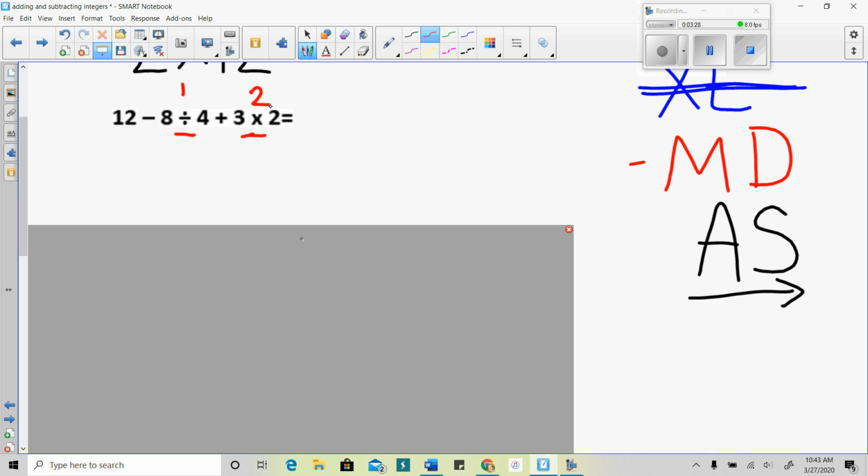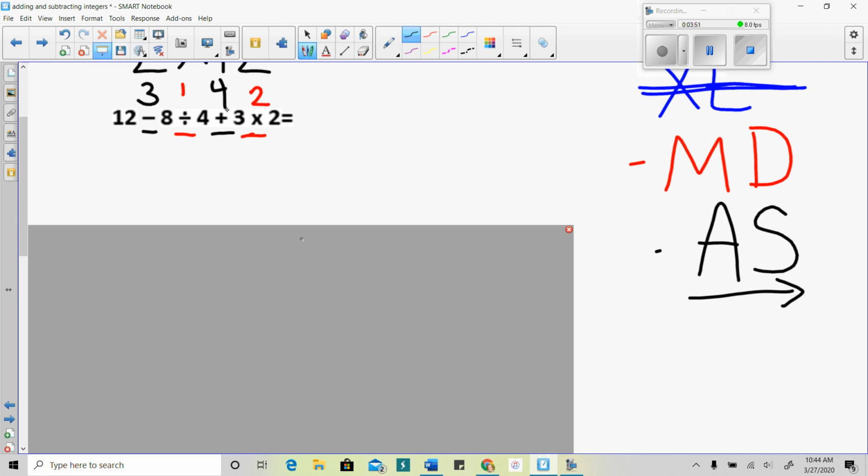Okay, so now I'm going to switch over to my last color, which it looks like I'm using the black on this one. So then I'm looking for all of my addition and subtraction. So I'm finding those signs. So there's a subtraction sign and there's a plus sign, and I'm going to number that left to right as well. So I've already done steps 1 and 2. So this would be 3 and then 4. Okay, so now we're going to go ahead and solve this.